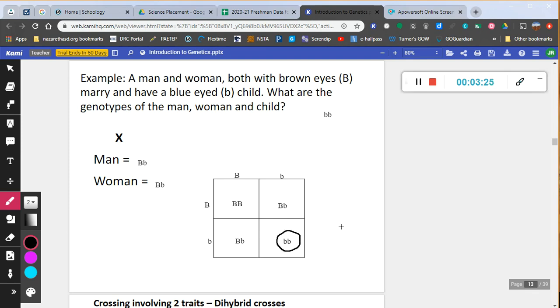So you can see that this husband and wife, no matter how many children they have, every time they have a child, there's a 25% chance, or a 1 out of 4 chance, that they're going to have a child with blue eyes. There's a 75% chance that any child they have is going to have brown eyes.